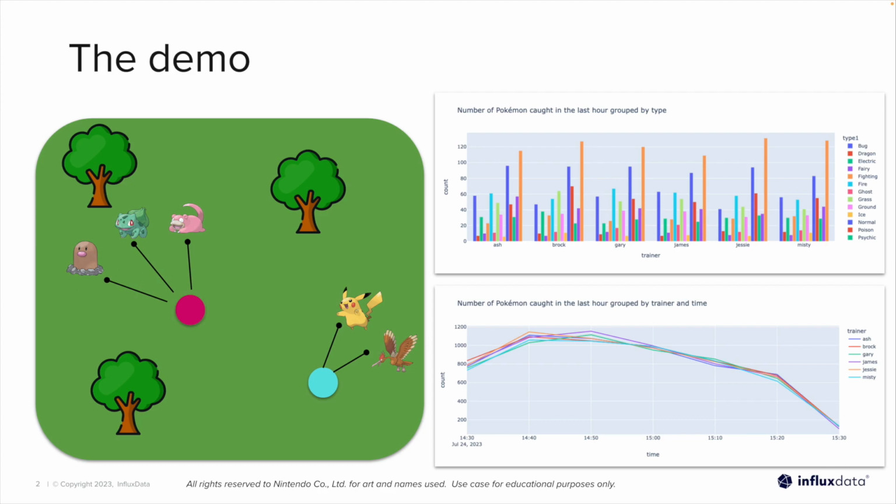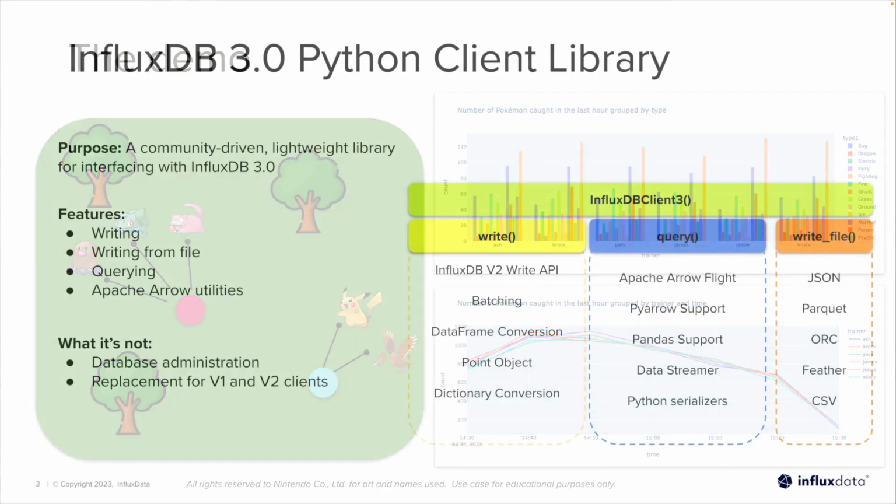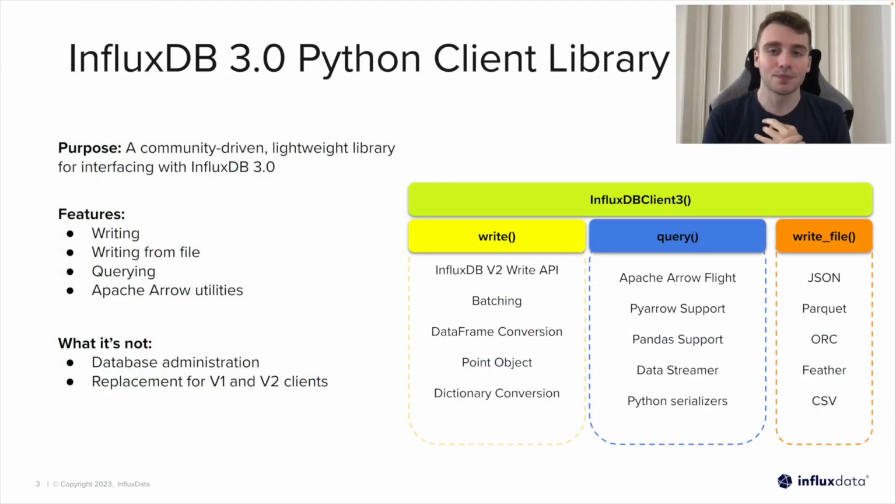So before we get to this exciting demo, what I first wanted to do was give you a bit of background on the new client library. The purpose of the new client library was to really go back to our roots of being a community-driven client library for InfluxDB. The other purpose was to make a very lightweight library, basically just the ability to write and query. And this led us to the following features.